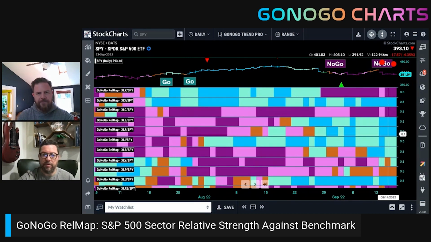We've got energy, we've got financials, we've got materials and industrials, and even healthcare coming back in here to a go trend to join utilities. So we've got some defensiveness in this picture for sure, and then the surprise of discretionary continuing to push through in its relative strength. Absolutely.